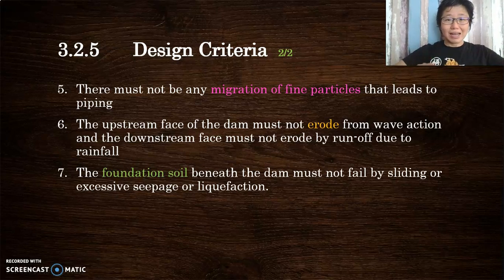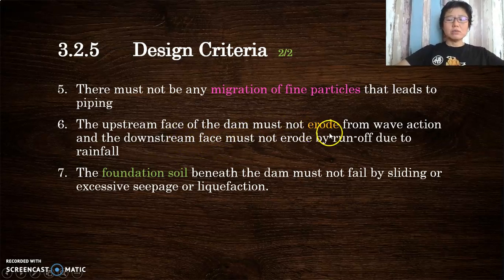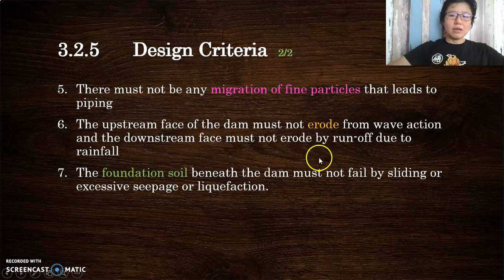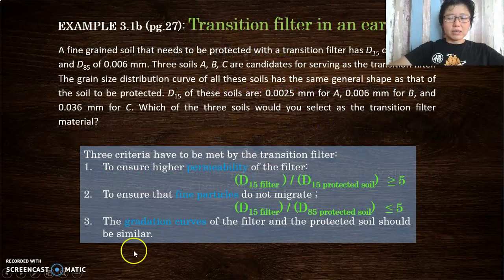Alright, while you allow water to flow slightly through the earth dam, there must be no piping or no migration of small particles coming out, leaving voids in the dam. And number six, the upstream face of your dam must not erode from wave action, meaning that the water you are impounding will not cause any erosion. Similarly, on the land-facing side, the runoff coming from the rain shouldn't be eroding the slope. And finally, your foundation must be sound. It shouldn't fail by bearing, it shouldn't fail by sliding, it shouldn't fail by excessive seepage. So with that, we move on to some examples after this.